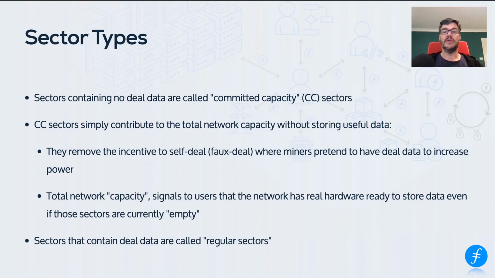Sectors that contain deal data are then generally called regular sectors. So committed capacity sectors are empty. Regular sectors have at least some deal data in them.